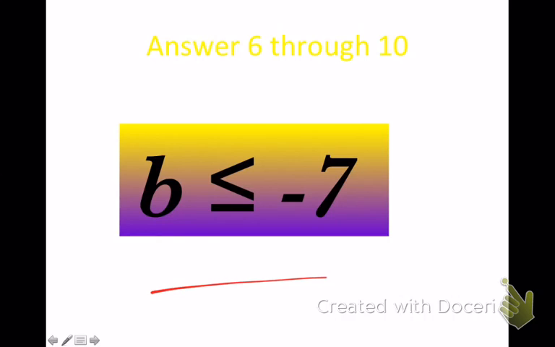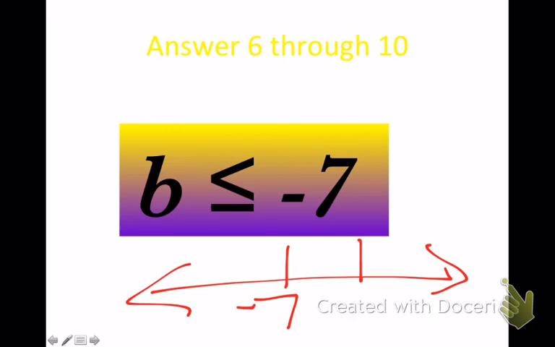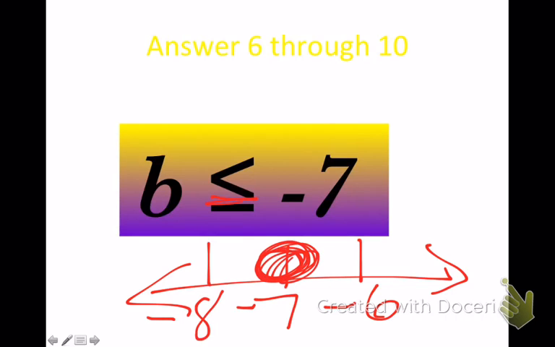B is less than or equal to -7. Put a -7 here, -6, -8. That equal to symbol is there, so I'm going to fill it in. And B is anything less than -7, so I'm going to shade it to the left.